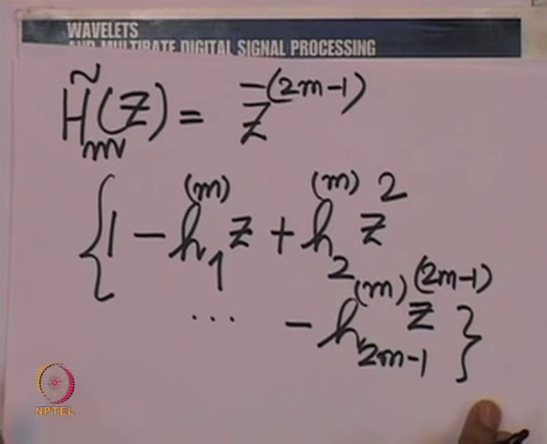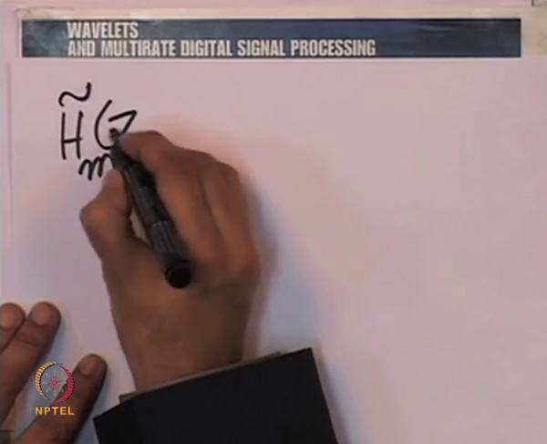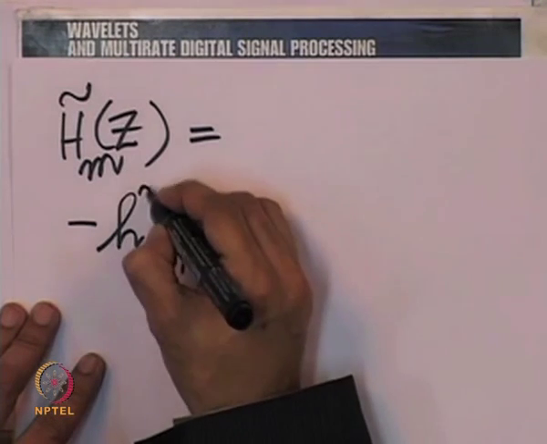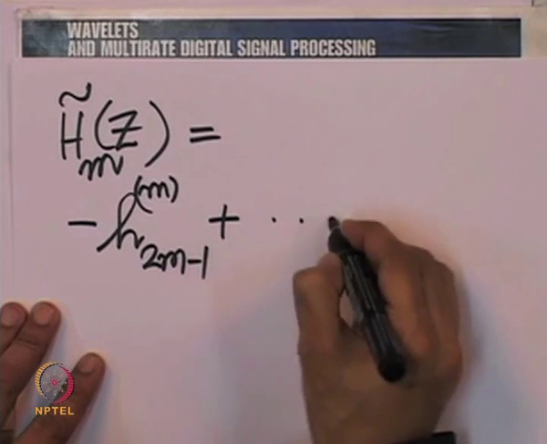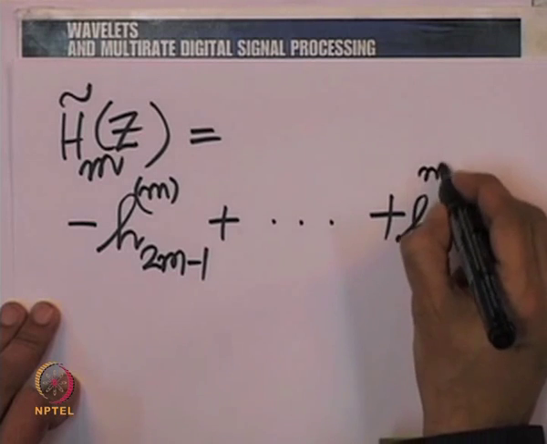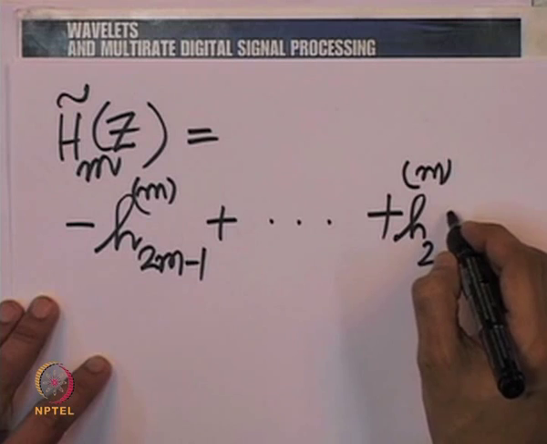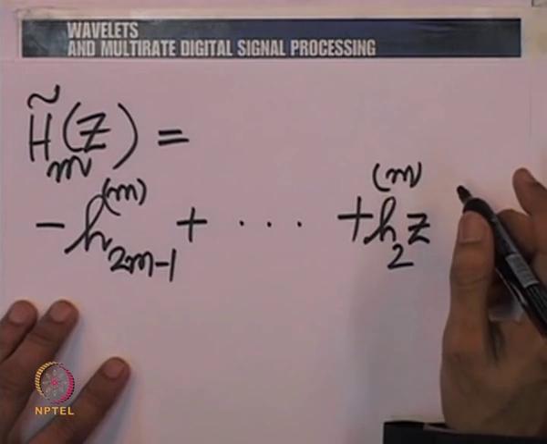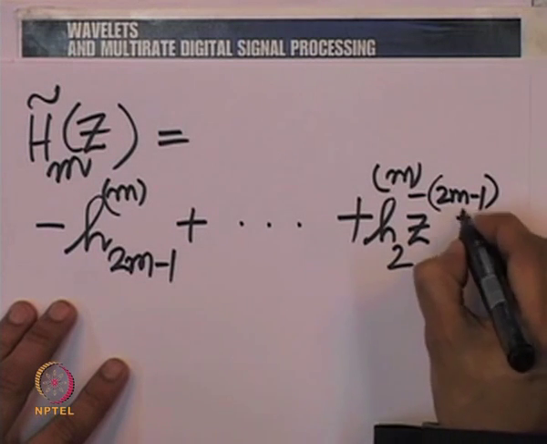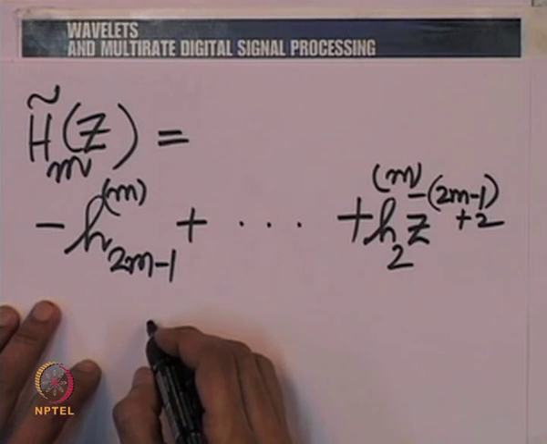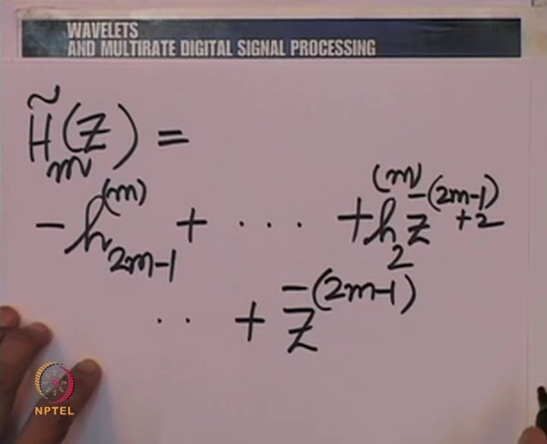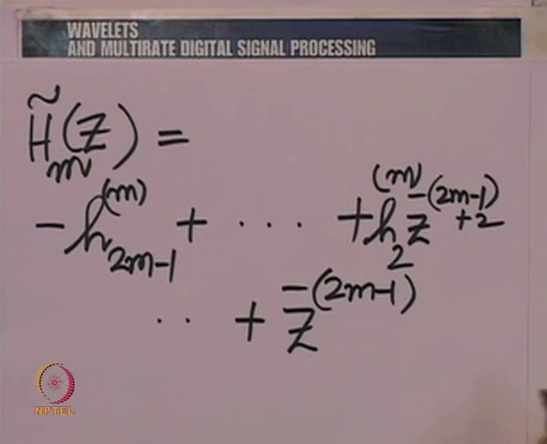So, let us write the expansion again. So, h m tilde z is going to have the form minus h 2 m minus 1 m plus and so on plus h 2 m z raised to the power minus 2 m minus 1 plus 2. And as you keep going downwards, you have until you reach z raised to the power minus 2 m minus 1 here. This is important.